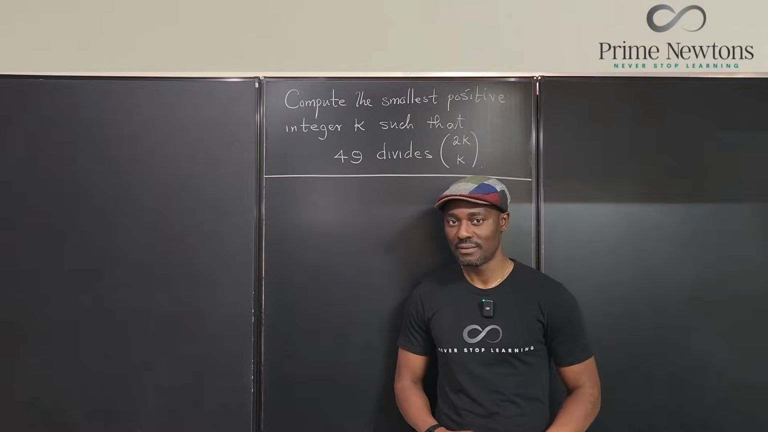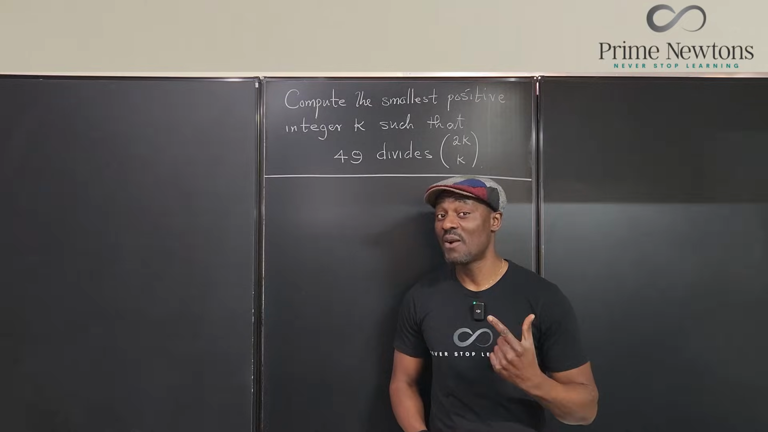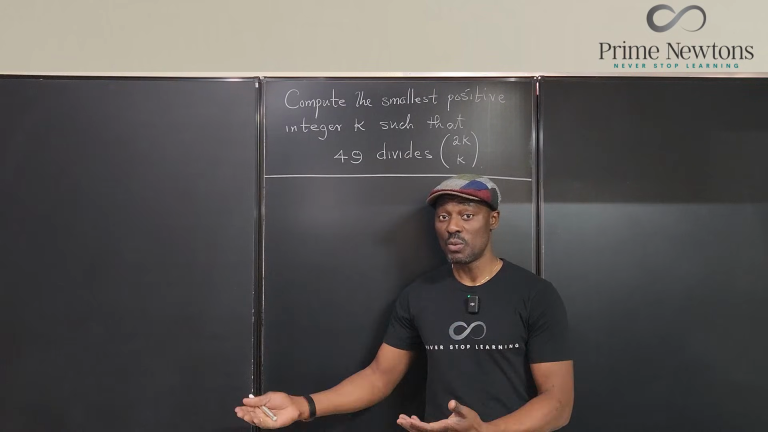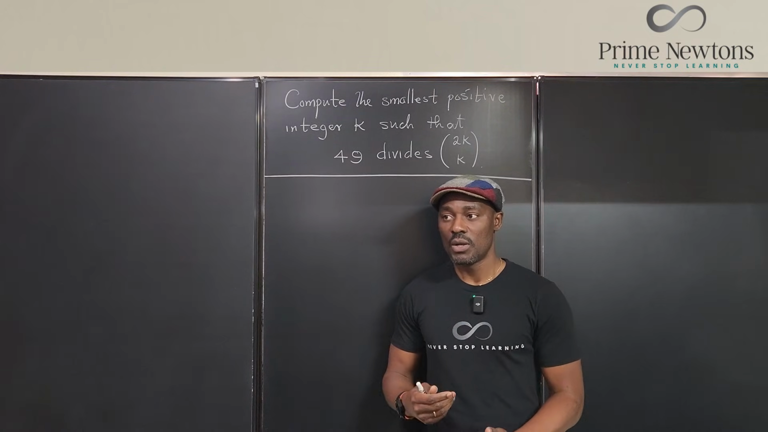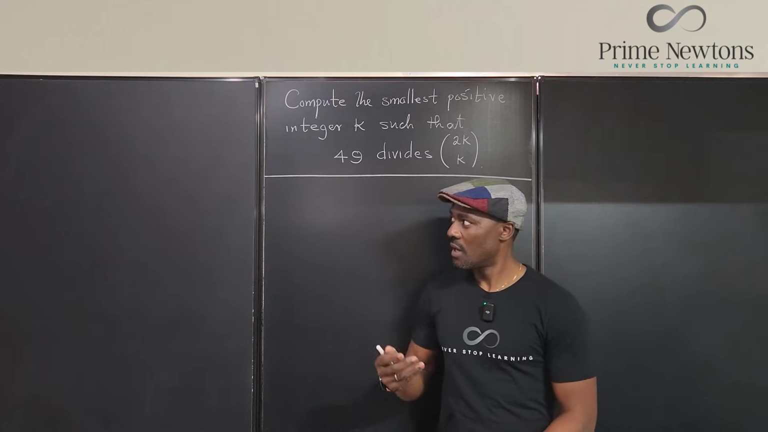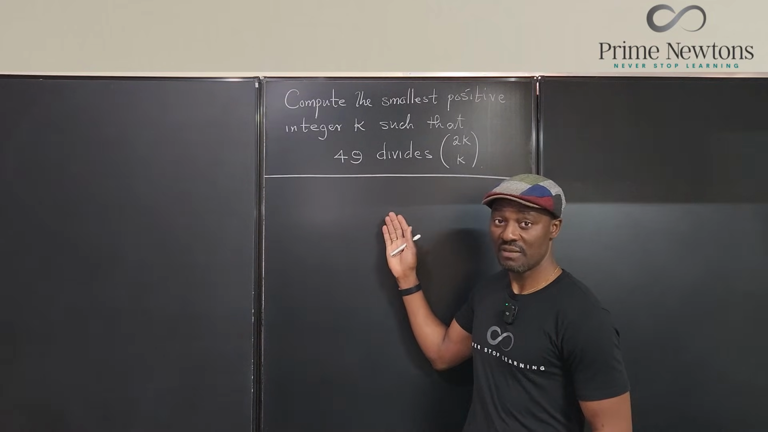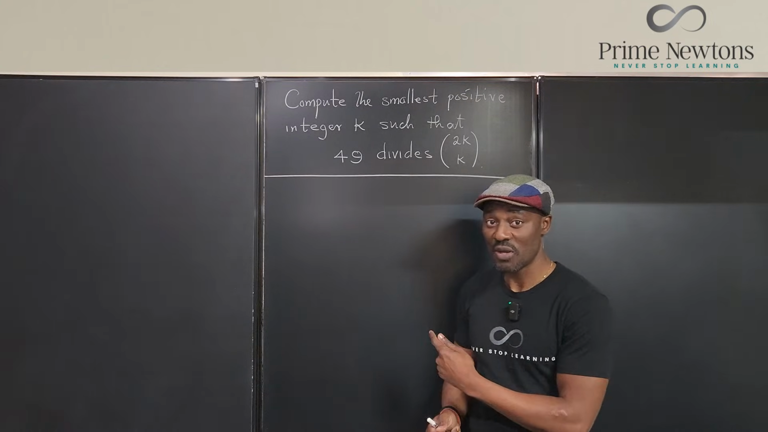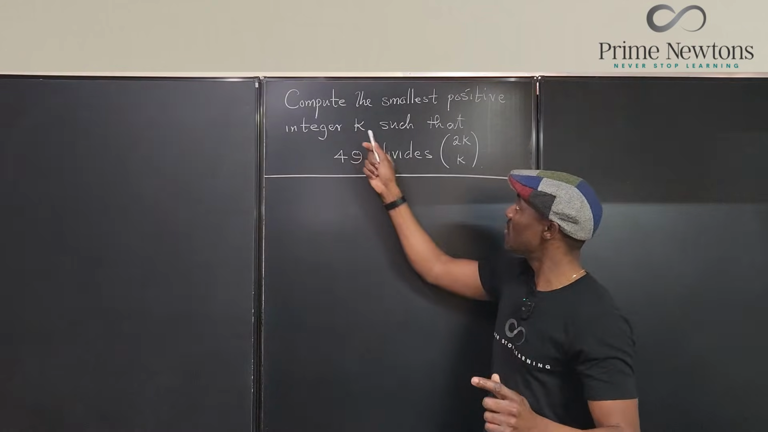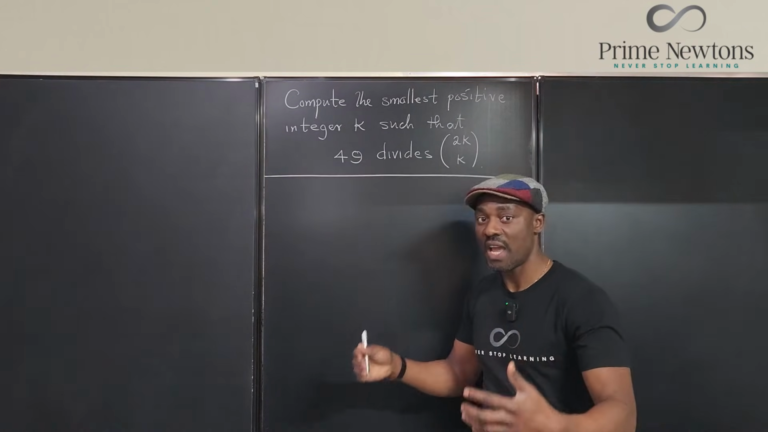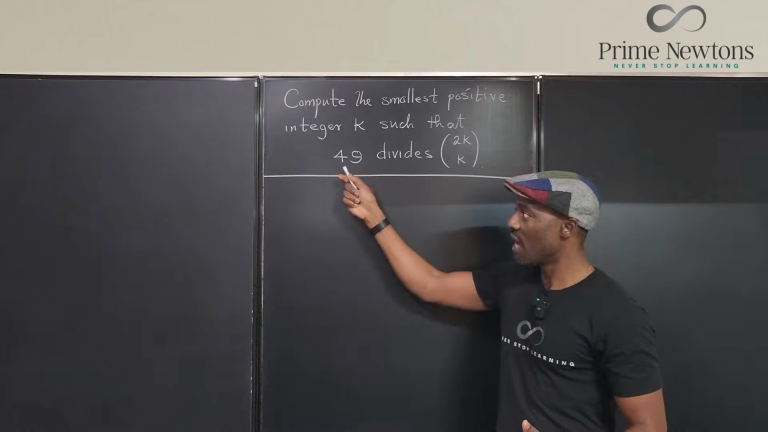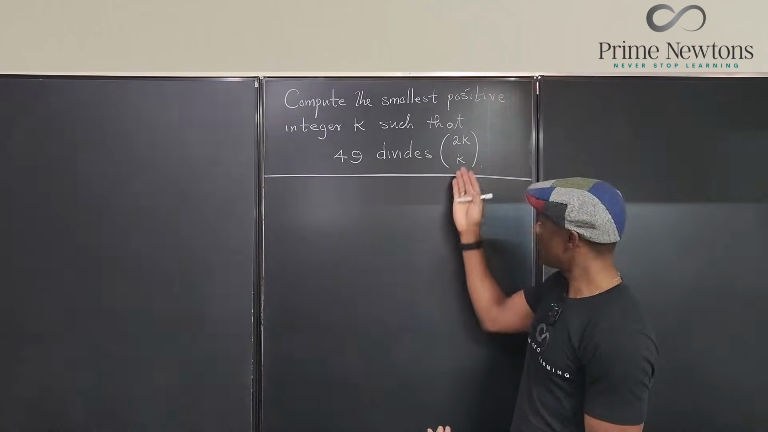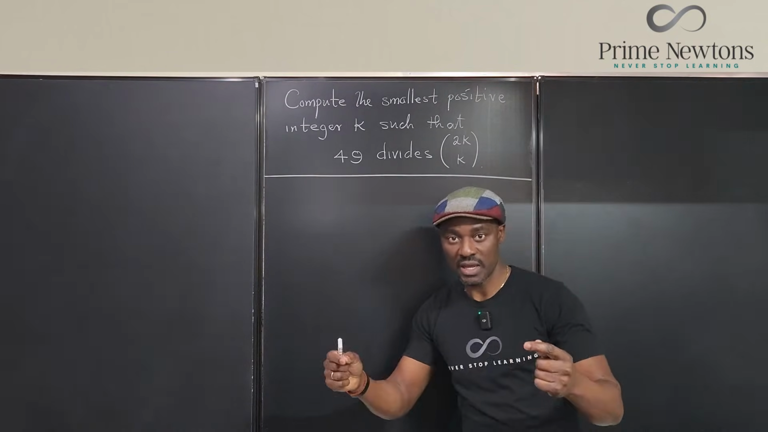Welcome to another video. In my previous video, I said I was trying to solve a problem and my research led me to Kummer's theorem. Kummer's theorem is very relevant to this problem. In fact, that's all you need, and just basic common sense, to answer this question, which says we should compute the smallest possible integer k such that 49 divides 2k choose k. This expression is 2k combination k.